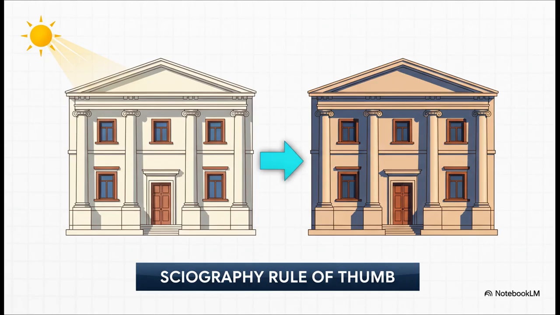You always assume the light source is coming from the top left at a 45-degree angle. This means shadows are always consistently cast to the bottom right. It's such an easy trick, but it instantly gives a flat drawing a believable sense of three-dimensional form.